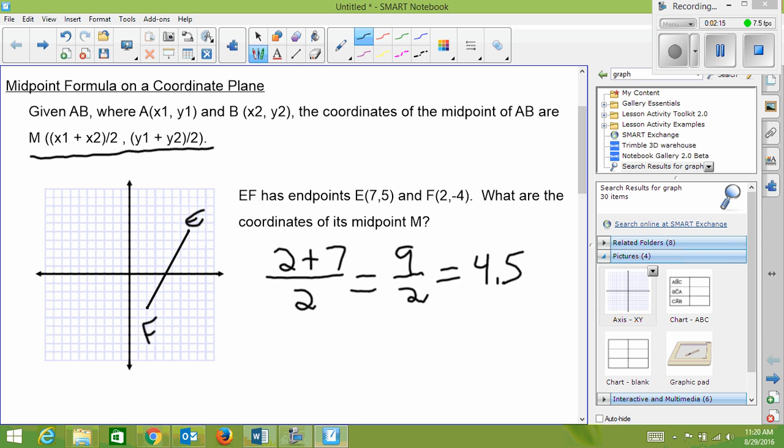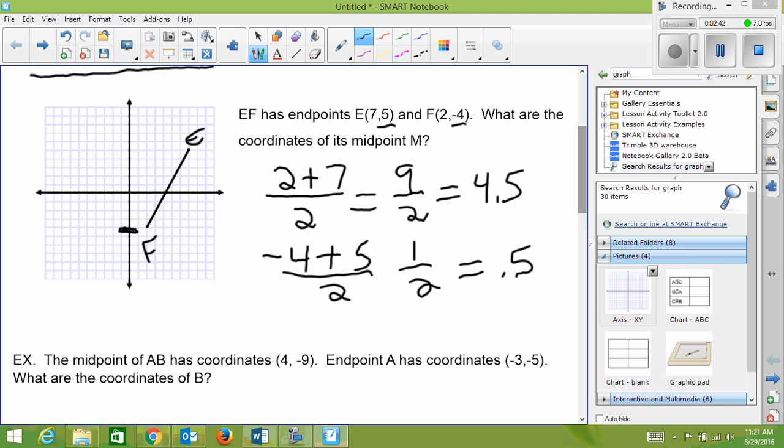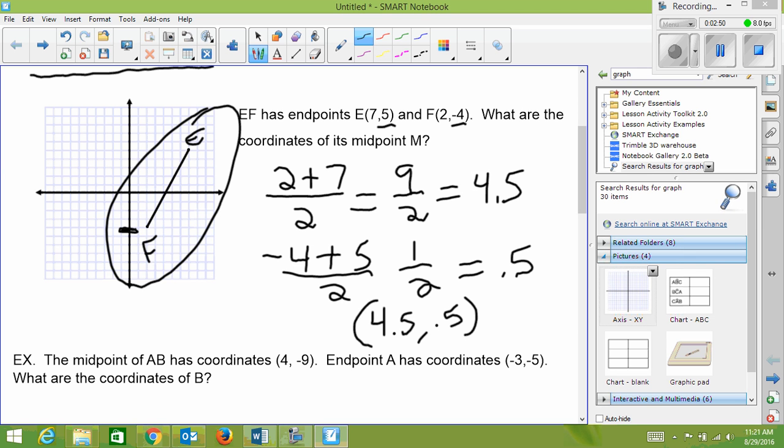And then for the y's, again, I'm going to start with the F. So the y spot is right here at -4. So -4 plus 5, all I'm doing is taking these two numbers, the y's, and divide it by 2. -4 plus 5 is 1, divided by 2 would be 0.5. So the midpoint of this line right here would be 4.5 and 0.5. So that would be your equals M, your midpoint.